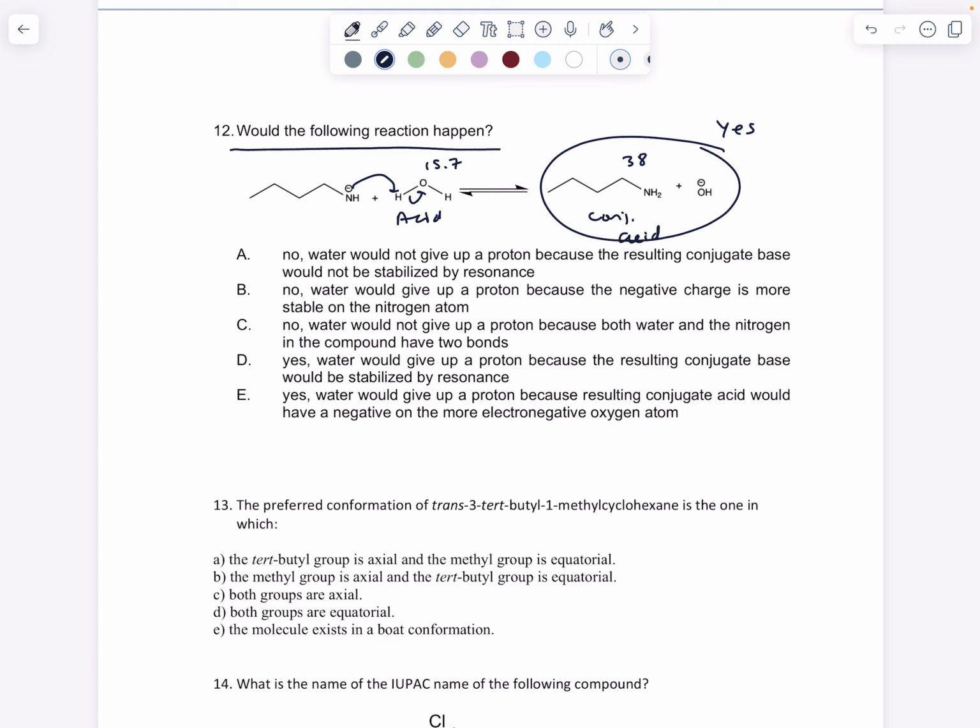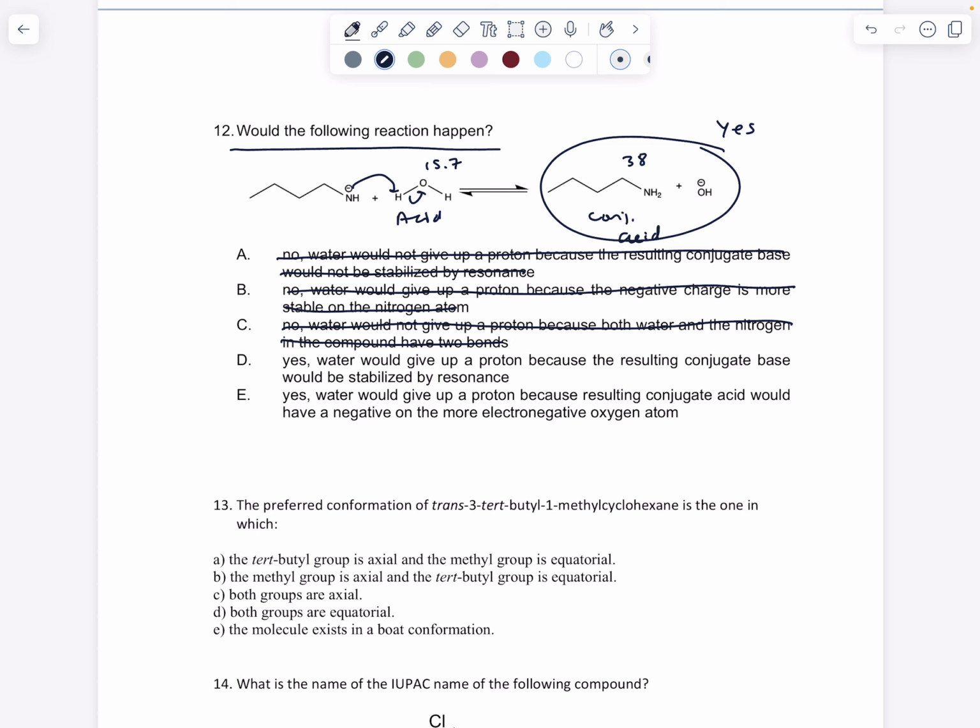The larger, weaker acid is favored. So the conjugate acid is the bigger pKa. So it is less acidic, so it's more stable, less reactive. So this side of the reaction is favored. So none of the ones that say no are possible. The reaction would happen, and it would be even favored to go forward.